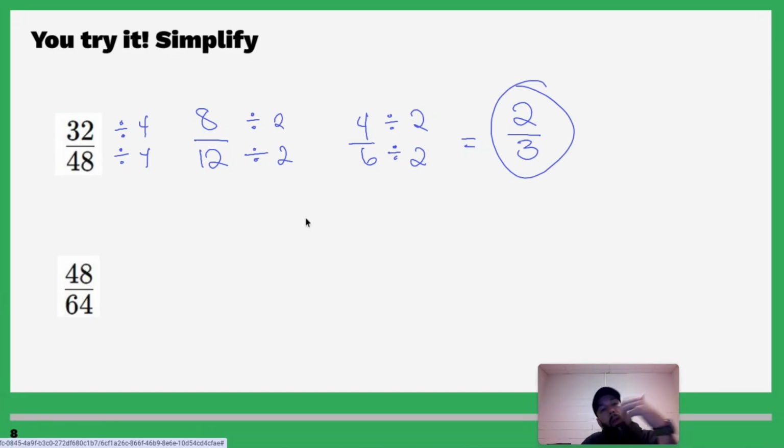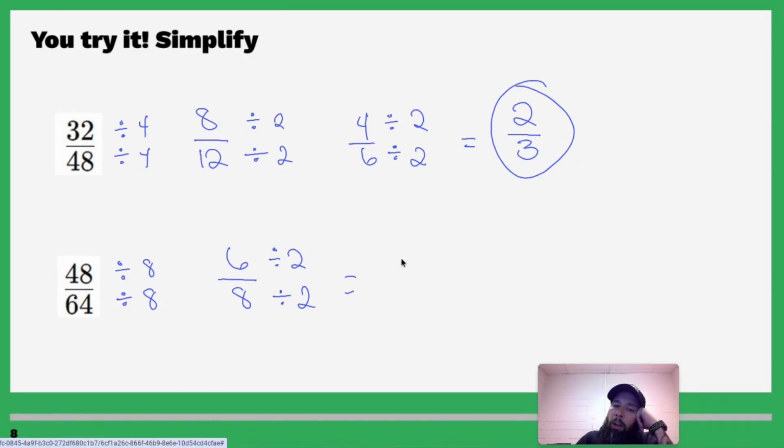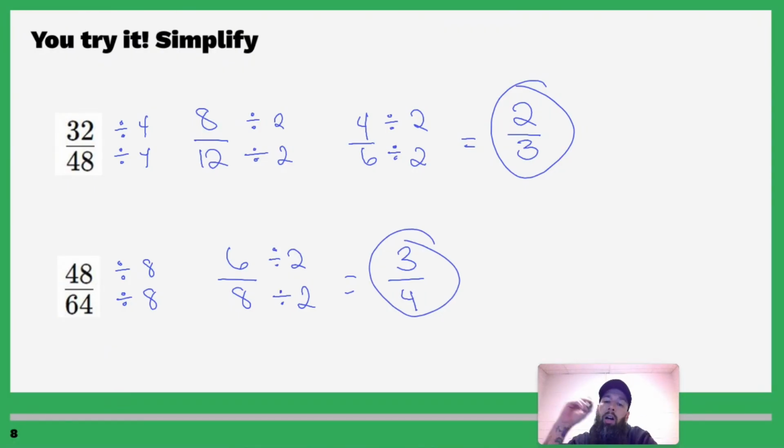Okay? That might happen again here. I could divide the top and the bottom by 8. So let's divide the top and the bottom by 8. That's going to give us 6 over, because 48 divided by 8 is 6, 8. I could still divide these further. I could divide the top by 2, and I could divide the bottom by 2, and we end up with 6 divided by 2 is 3, and 8 divided by 2 is 4. So there's nothing wrong with thinking that you're done, and you're actually not done.